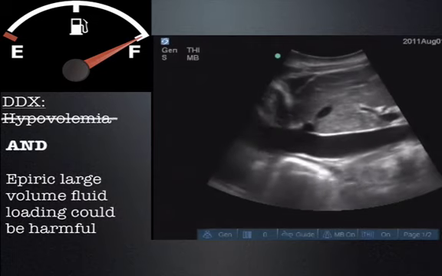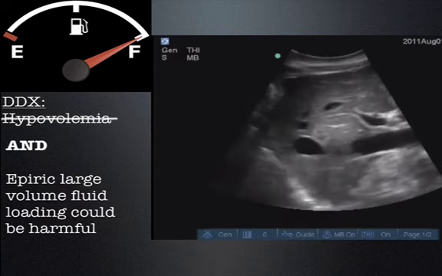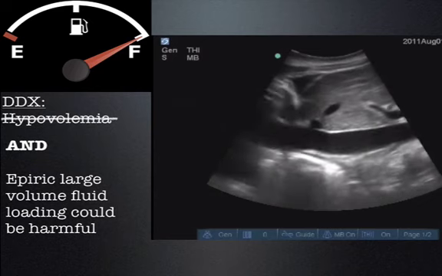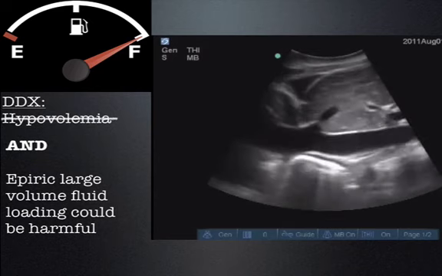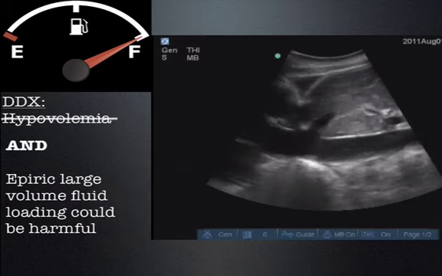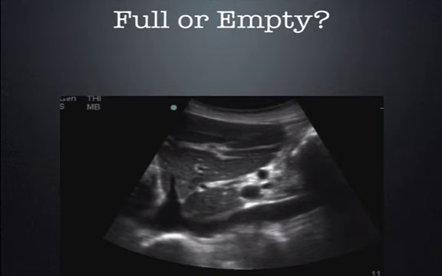And we know that empiric large fluid loading might be harmful. So rather than saying, yeah, go ahead and give this patient 3 liters and we'll repeat the ultrasound and continue to do our evaluation and work up this patient, we'll say, let's go ahead and give a 500 cc bolus, see what the patient's blood pressure does, and continue our workup.